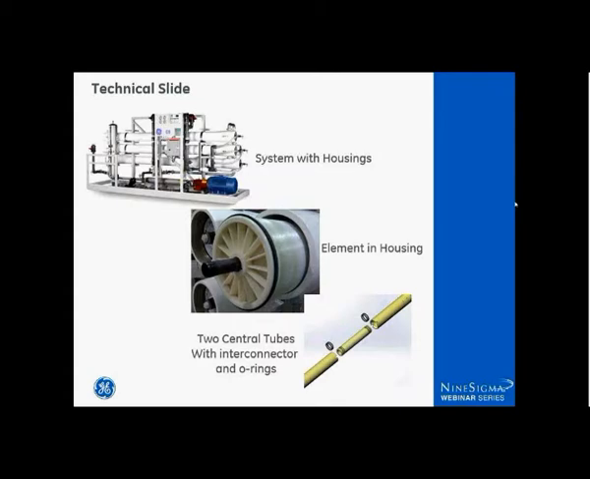central tube connection, which is depicted in the lower right-hand picture. And so what we have there is two central tubes, which are just the ends of a 40-inch long tube, connected by approximately a 5.5-inch long, 1-inch diameter interconnector with 4 O-rings, 2 at each end.